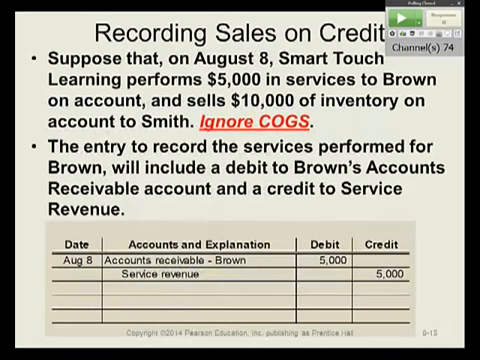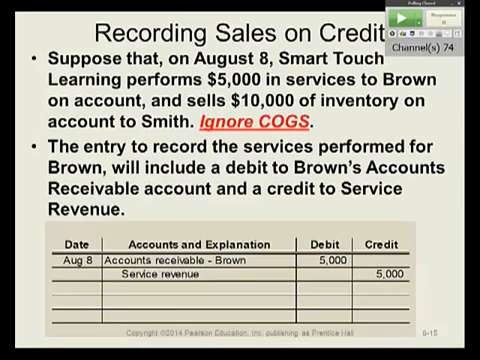So we're going to ignore cost of goods sold, and the $5,000 sale on August 8th to Brown debits accounts receivable and credits service revenue. Now you notice that the customer's name has to be listed next to the receivable. In the internal information system of the company, that would be a customer number. So not only do we need to track accounts receivable in total, we have to track each individual customer's balance. So we debit accounts receivable for this particular customer, and we credit the sales revenue.